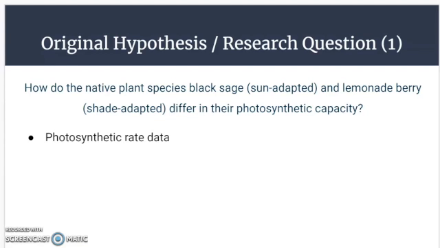A possible explanation for this finding is that the shade-adapted plant would require a stronger ability to photosynthesize under its limited light conditions. At any concentration in micromoles per meter squared per second, the lemonade berry is more effective at photosynthesis. This makes sense because it lives in lower light conditions, meaning that in order to compete for equal energy with the sun-adapted plants, it would have to have a higher rate of photosynthesis.